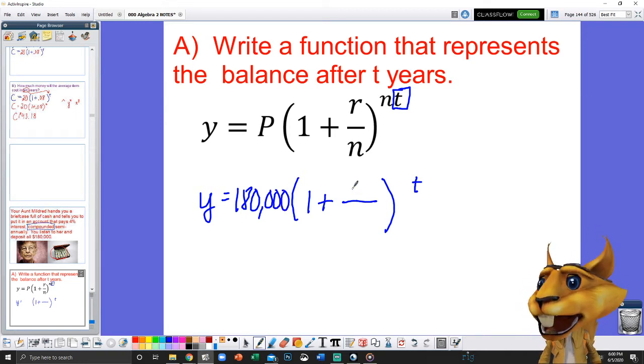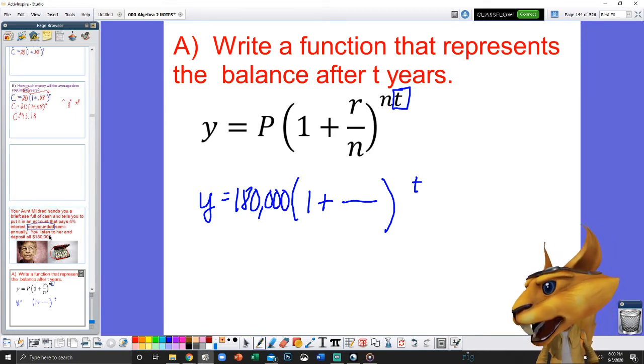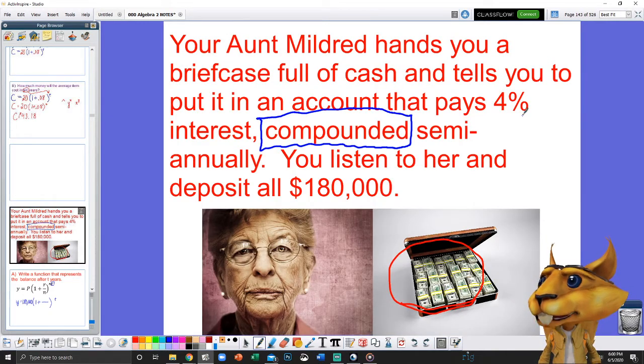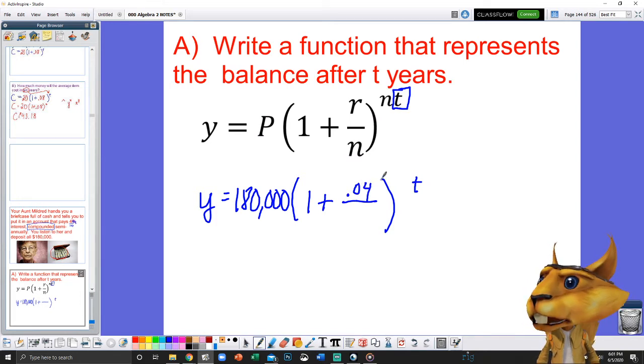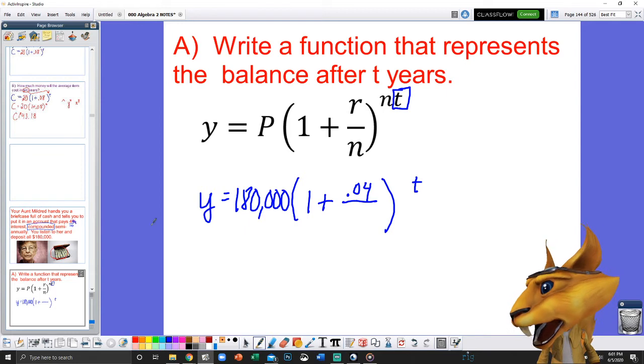All right, R, matey. What is your R? Well, if you said 4, you're really close. Don't forget, our R always is going to be a decimal. So if it says percent, we're going to divide by 100. So we've got 4 divided by 100. My calculator says that that is 0.04.